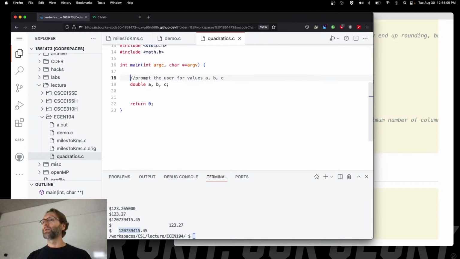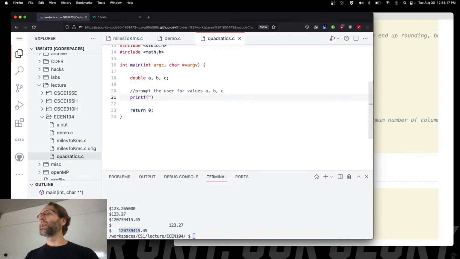Now let's declare my variables. Now let's prompt the user for values A, B, and C. If we want them to read anything, we have to ask them first, right? Please enter A. Right? And then scanf. What's the placeholder for a double when you're using scanf? %lf. Right? And we'll read in A. Is that correct?